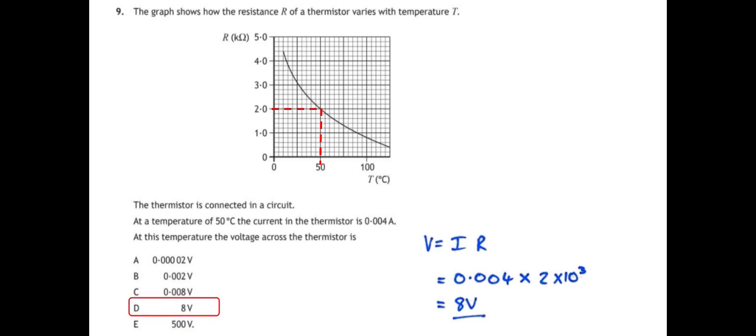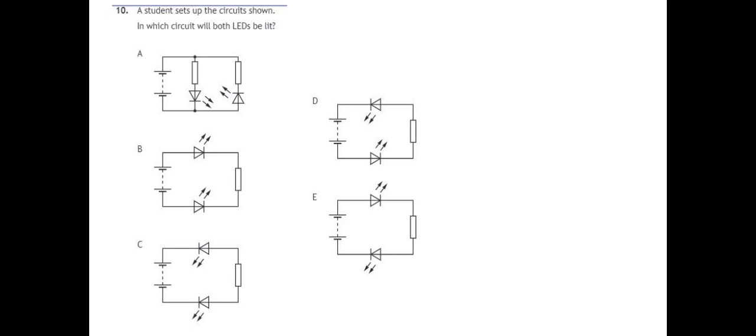Question 10. A student sets up the circuit shown. In which circuit will both LEDs be lit? For an LED to work, it has to be what's called forward biased. In terms of these diagrams, the pointy end of the LED has to be pointing towards the negative side of the battery.